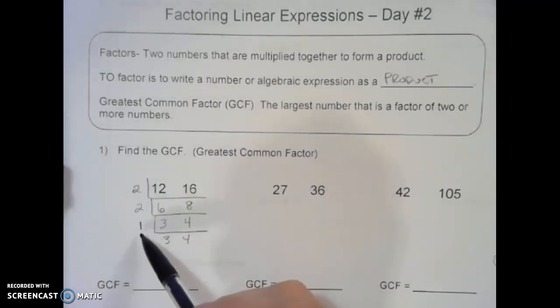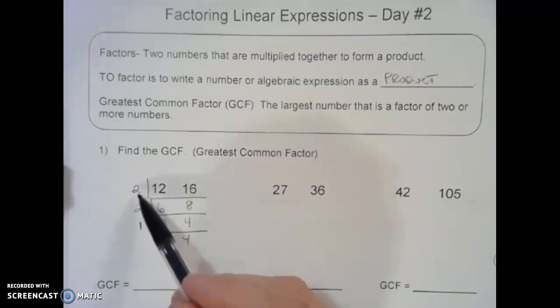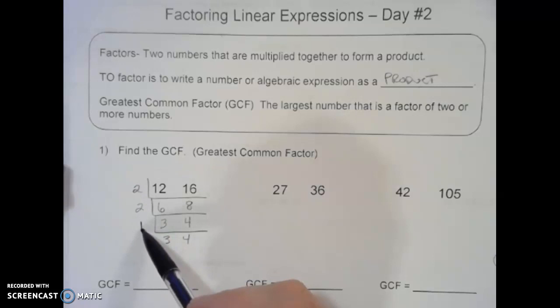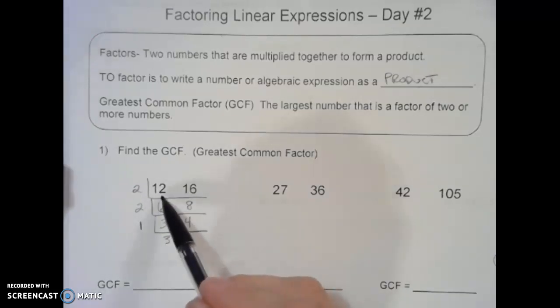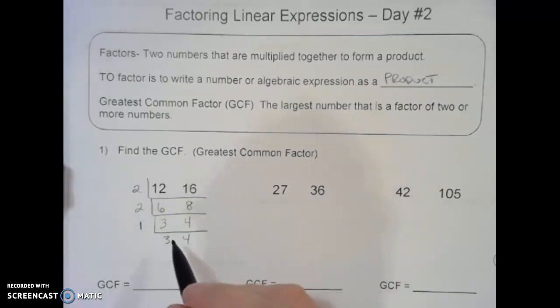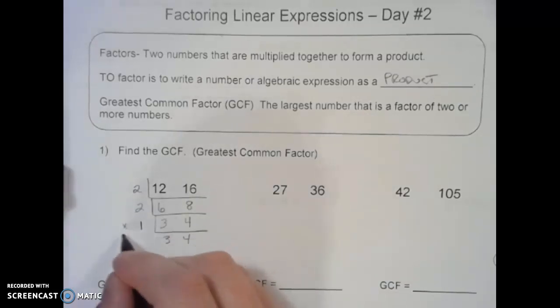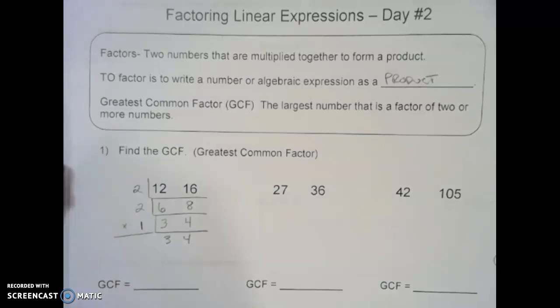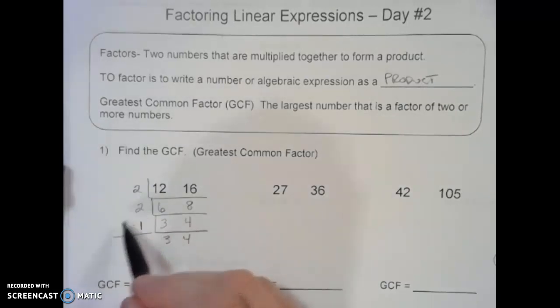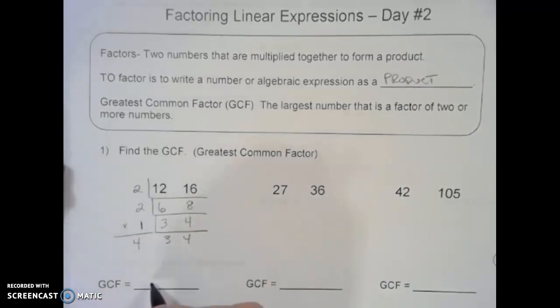What I'm going to do with these numbers, you might think that you have to add those numbers, but if I add them up, 2 plus 2 is 4 plus 1 is 5. 5 is not a factor of 12 or 16. Instead, what you need to do is take the numbers that are on the outside and multiply them together. 2 times 2 is 4. 4 times 1 is 4. So the greatest common factor of 12 and 16 is going to be 4.